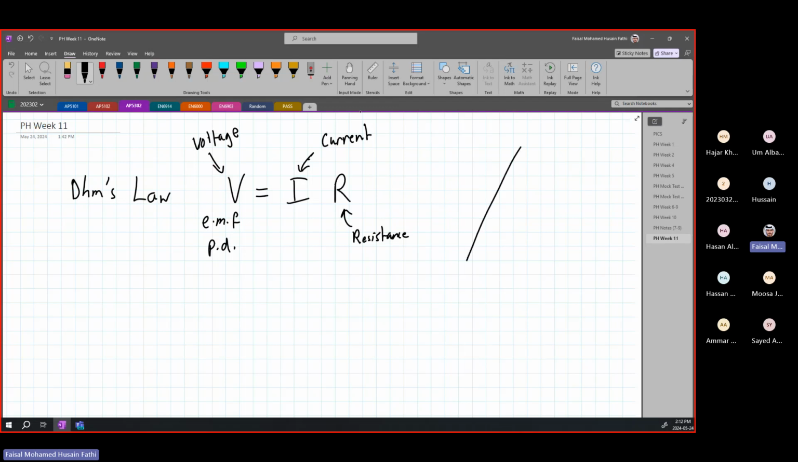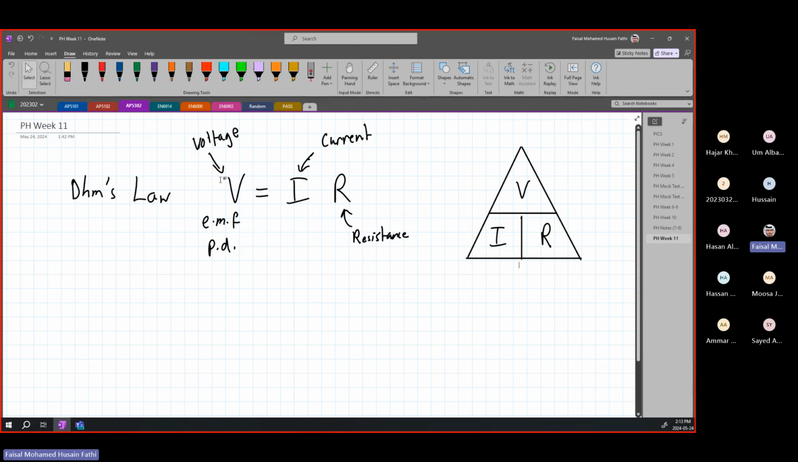And the easiest way to remember it is by drawing the triangle, depending on what you're trying to find. So you would put voltage up, current down, and resistance down. And whichever we are trying to find, you will select depending on how you are solving. Of course, in the exam, you will have a formula sheet where this equation, V equals IR, is written. So you don't really need to memorize it, but the most important thing is that you understand how to use it.